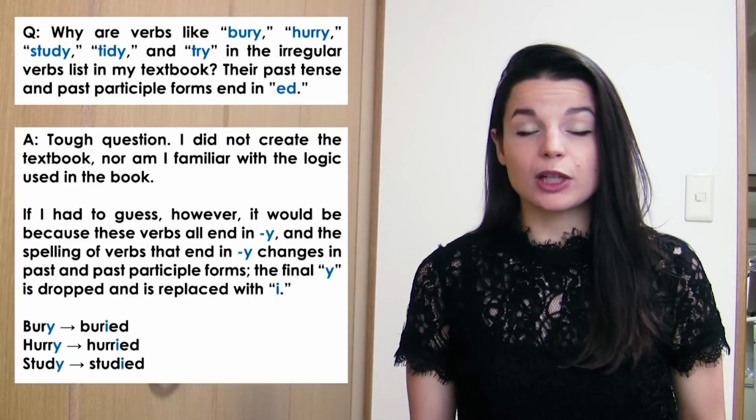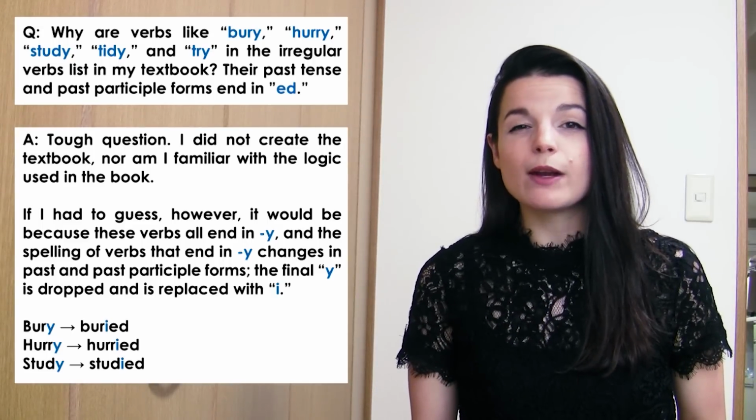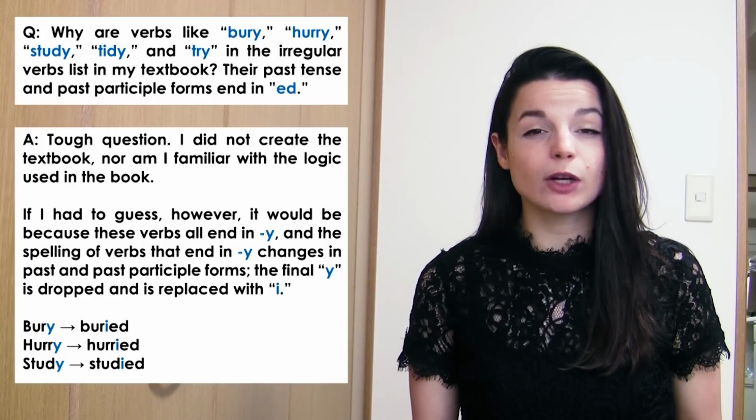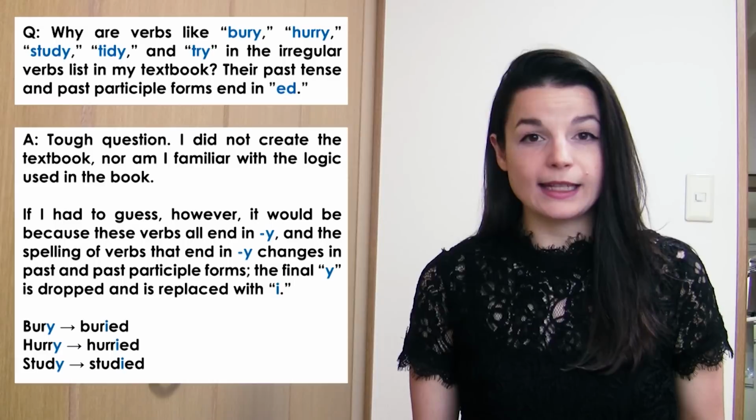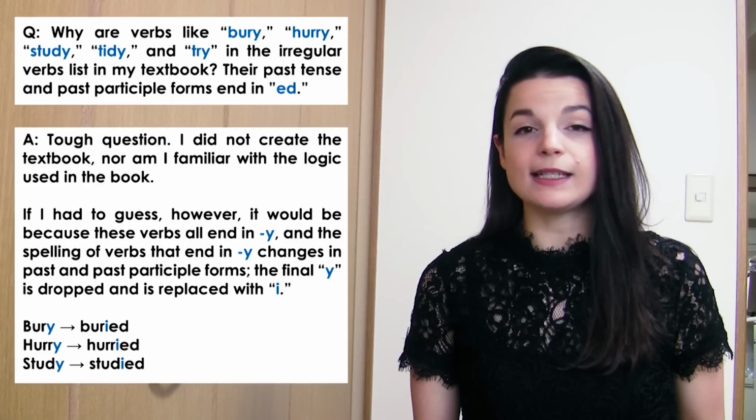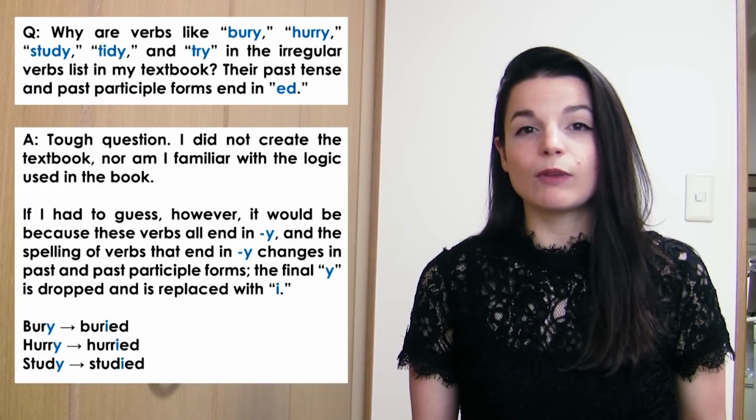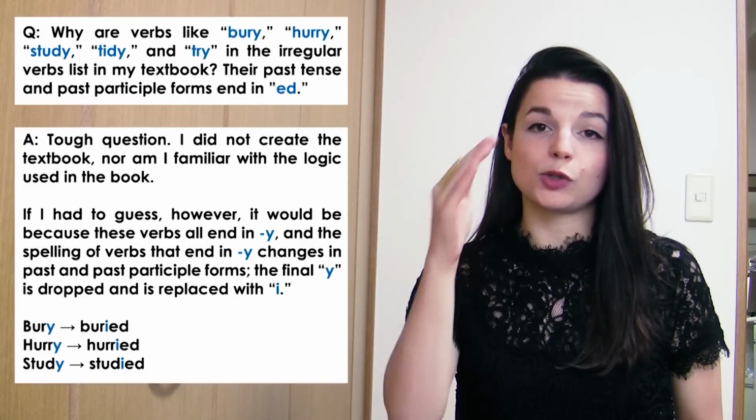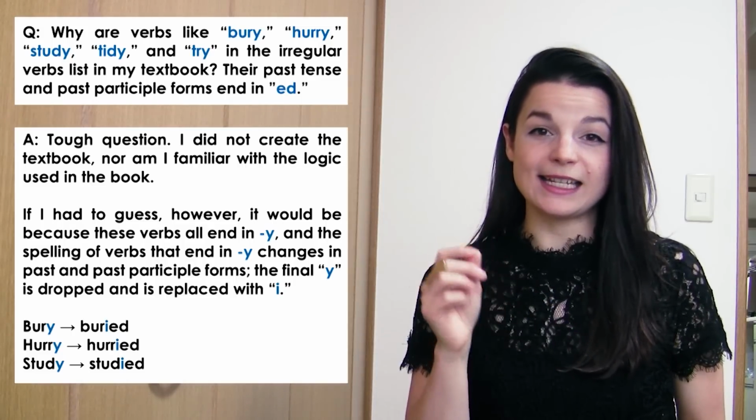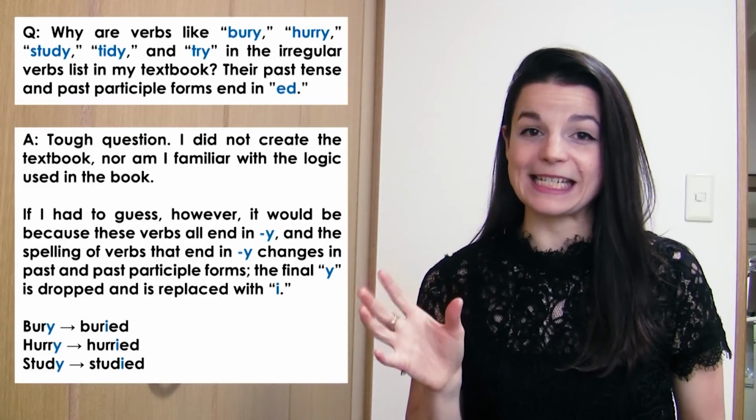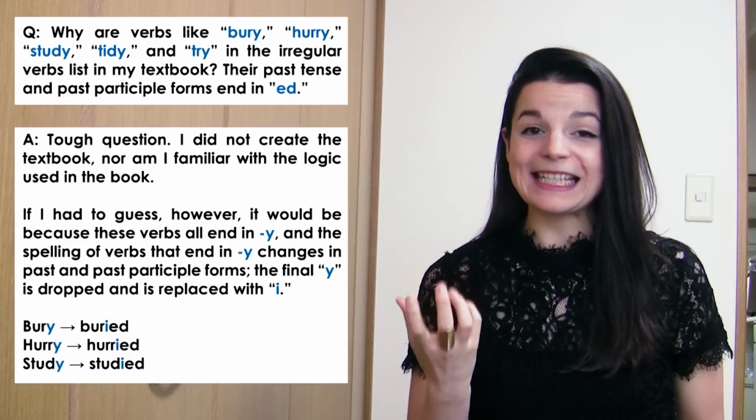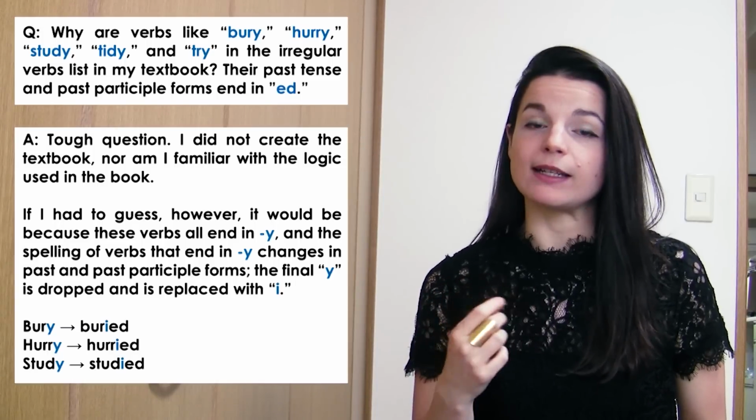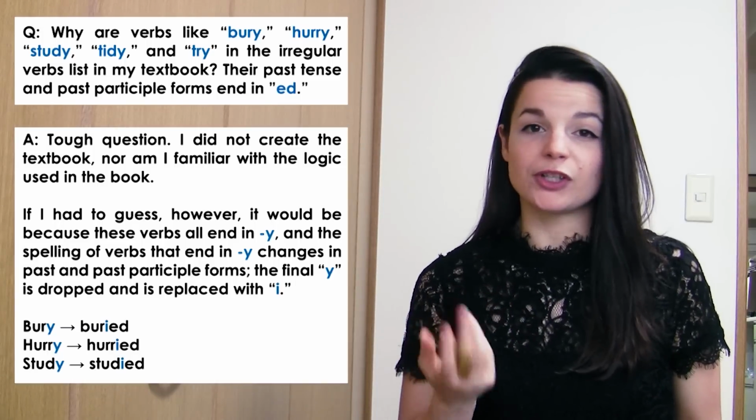Why those verbs are included as irregular verbs? I would imagine it's because these verbs all end in Y. And yes, although the verbs do end in ed, there is an irregular change that happens with verbs that end in Y. So that's to drop the Y and add IED instead of just an ED. So we maintain that E sound like tidy, berry. However, the spelling of the word changes.